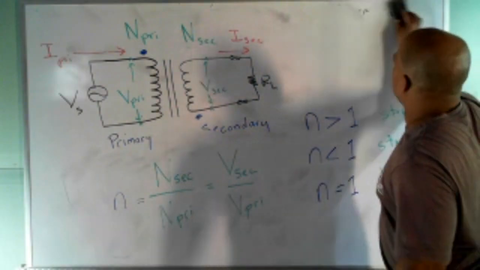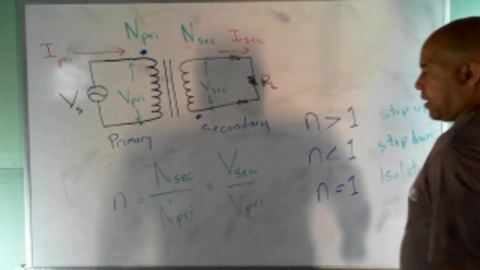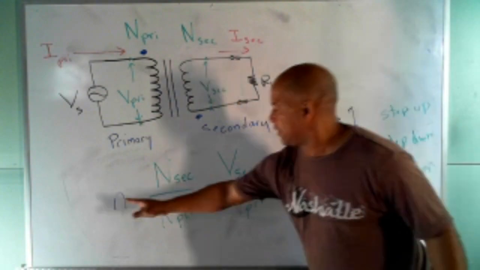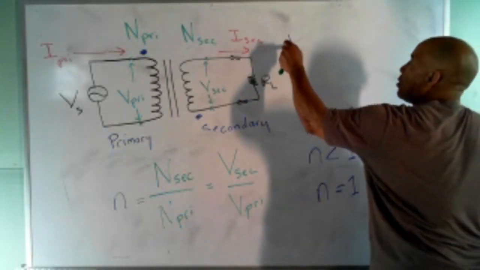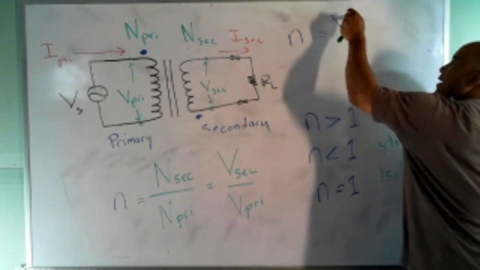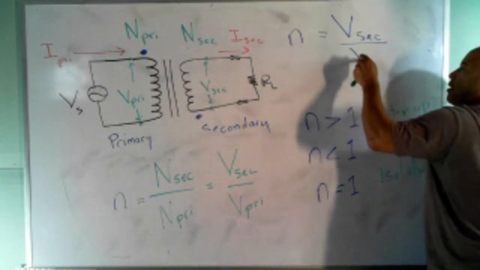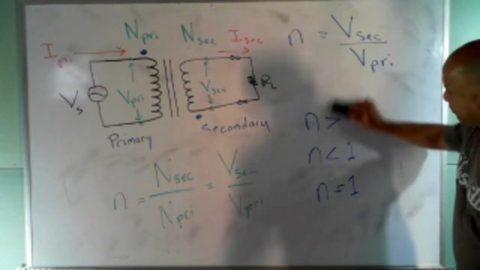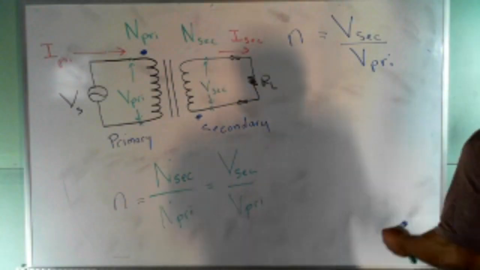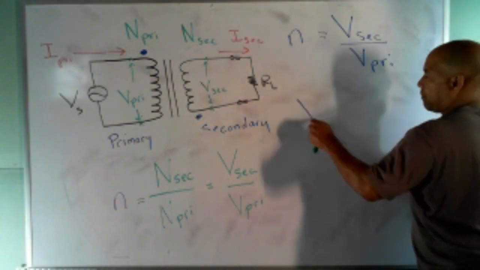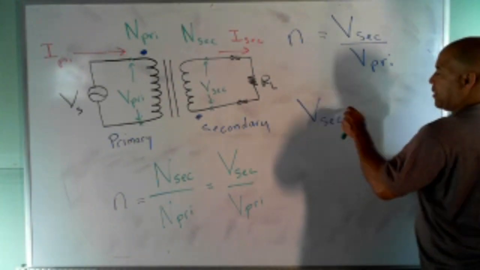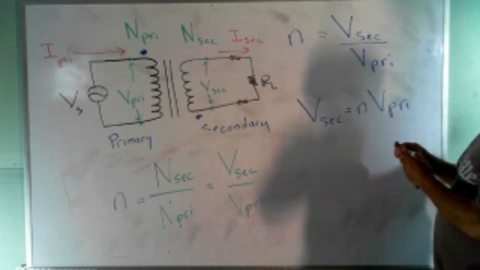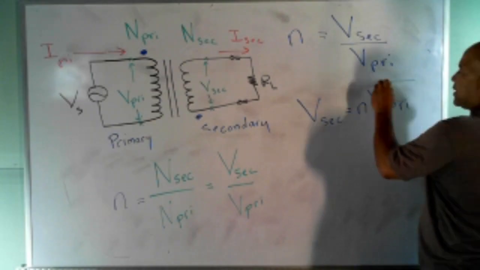But here's something that's cool. If this is equal to this, and this is equal to this, that means this is equal to that. So that means that my turns ratio is equal to V sec over V pri. And if we solve this for V sec, we get a very famous equation: V sec is equal to N times V pri. And this, my friends, is called the transformer equation. Write this down.